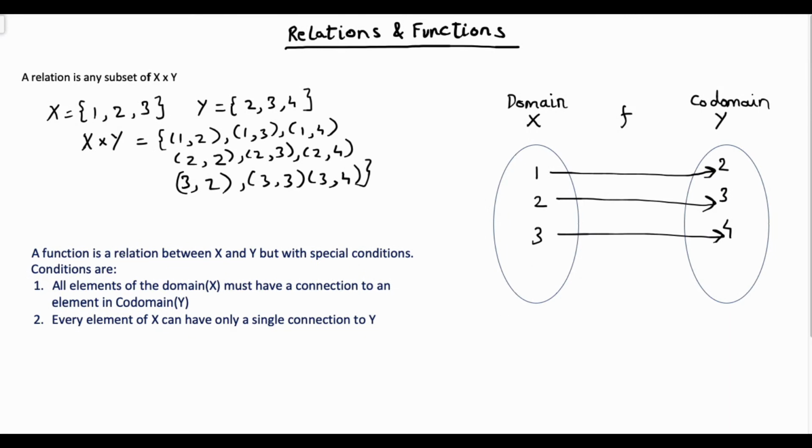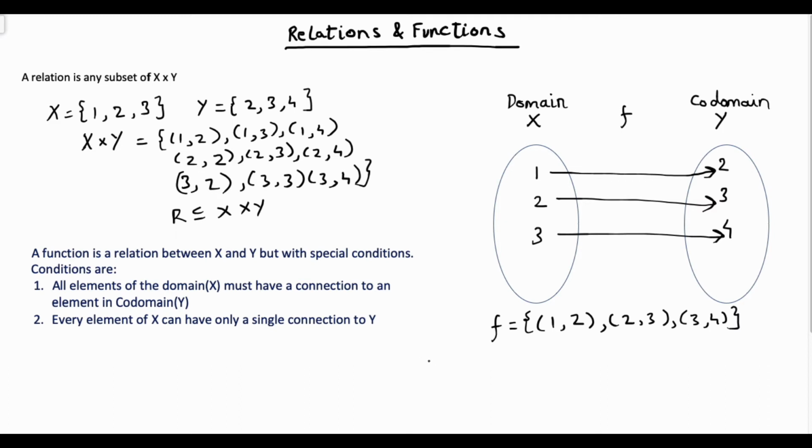I said that the function is also a relation. This function can be written as, now this function is also a relation because it is a subset of the Cartesian product of x and y. I said that a relation is a subset of the Cartesian product between the two sets. (1, 2), (2, 3), (3, 4) are present in the Cartesian product. Hence, a function is also a relation.